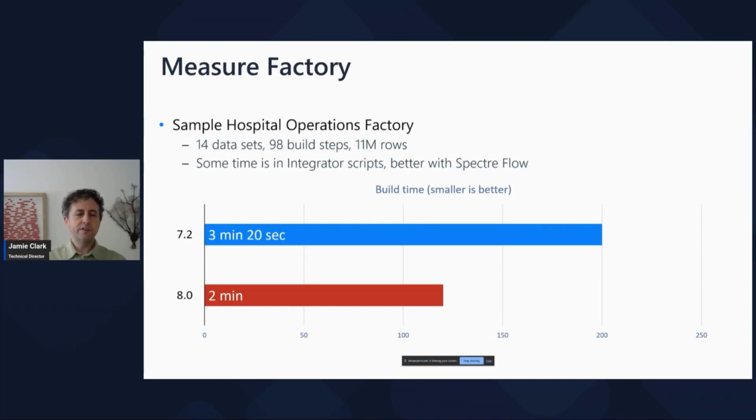Now, in this case, those 98 build steps, when you run those in 7.2, each step sort of picks up where the last one left off. It reads the CBase that the previous step wrote. It does some more link rules, some more calculations, writes out a CBase for that step, and then the next one goes from there.